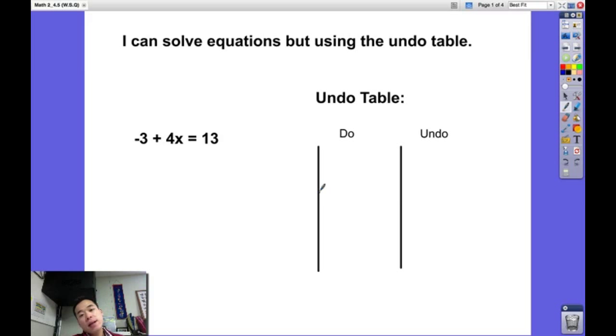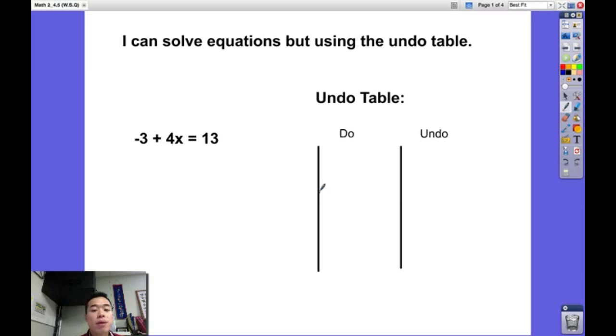Alright guys, so today we're going to continue on solving equations. The equation on the screen looks relatively more simple than the one that we've been working on in class. Just remember that I'm showing you some more of the basic stuff. Today we're going to solve equations using the undo table. This is a brand new way of solving equations.